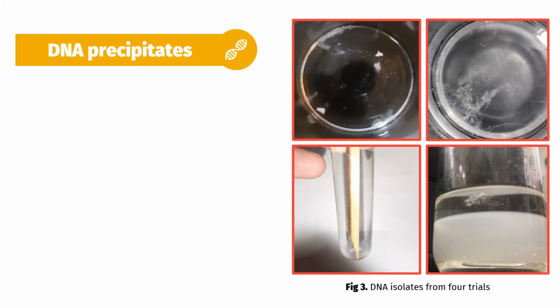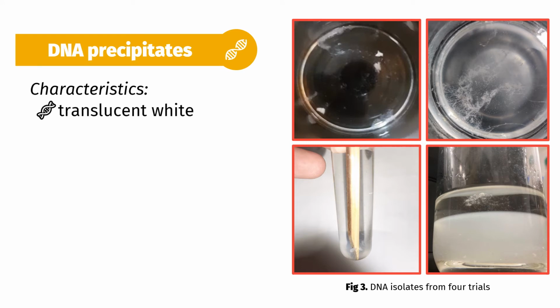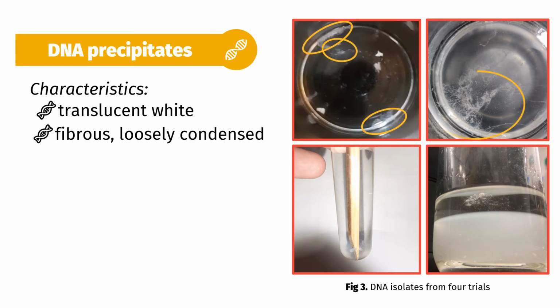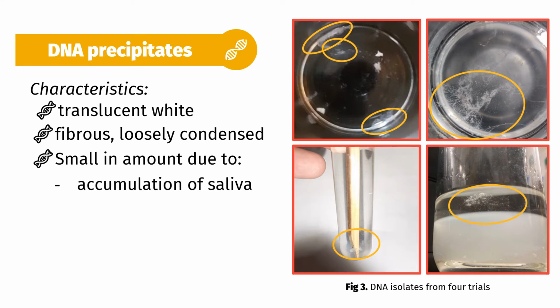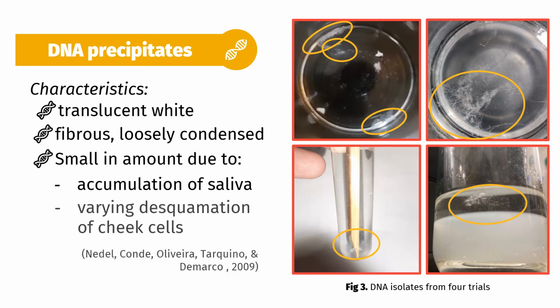When the interaction of water molecules is minimized, a translucent, white, fibrous, loosely condensed precipitate is formed. As seen in Figure 3, only a small yield of DNA precipitates is obtained, maybe because of 1. The accumulation of saliva, which decreases the attrition of mucosa and germline cells, which lessens the desquamation of cheek cells, and 2. The varying innate desquamation of cheek cells of each individual.